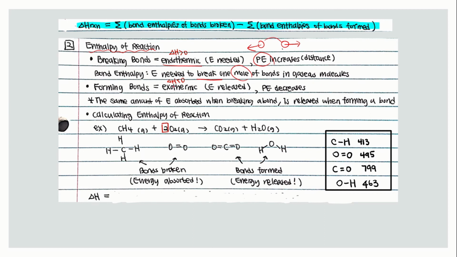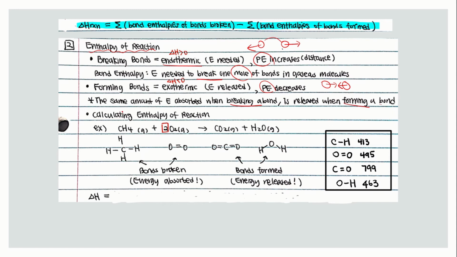Forming bonds is exothermic, instead of being endothermic like breaking bonds, because as you form the bond, energy is released and potential energy decreases because the distance between them gets shorter as you make the bond and atoms get together. So the same amount of energy absorbed when breaking the bond is released when you form a bond.